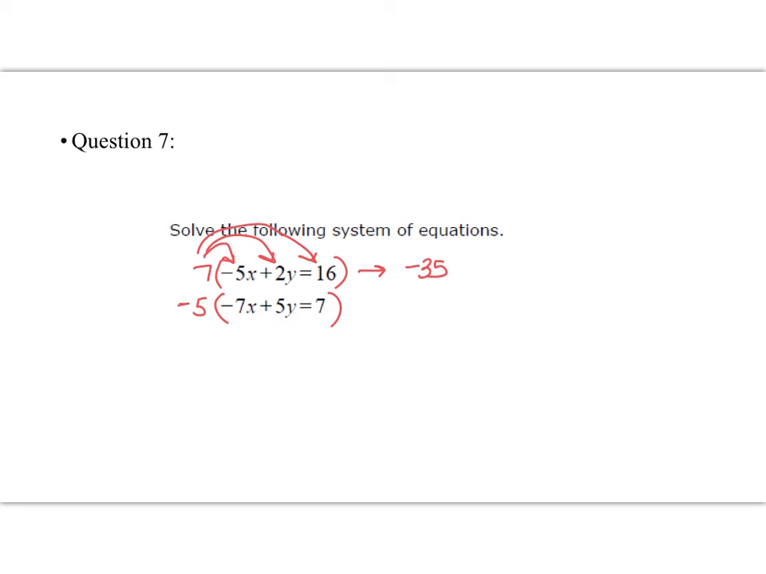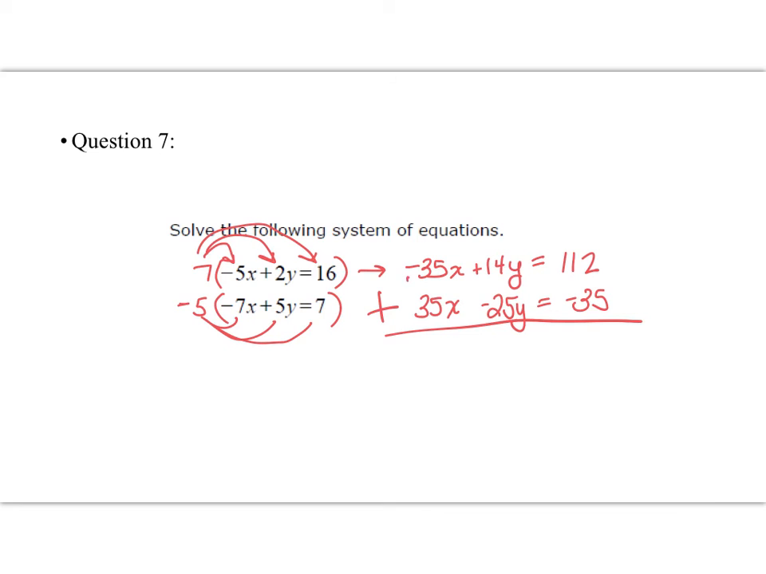And you'll see when you multiply through, check to see what numbers you get. So negative 35x plus 14y equals 112. Distribute here. Positive 35x minus 25y equals negative 35. Now we add up. When you add up the first two terms, you get 0 or crosses out. When you add up these two terms, you're going to get negative 11y. And when you add up these terms, you're going to get 77. Divide by 11, so y is equal to negative 7.